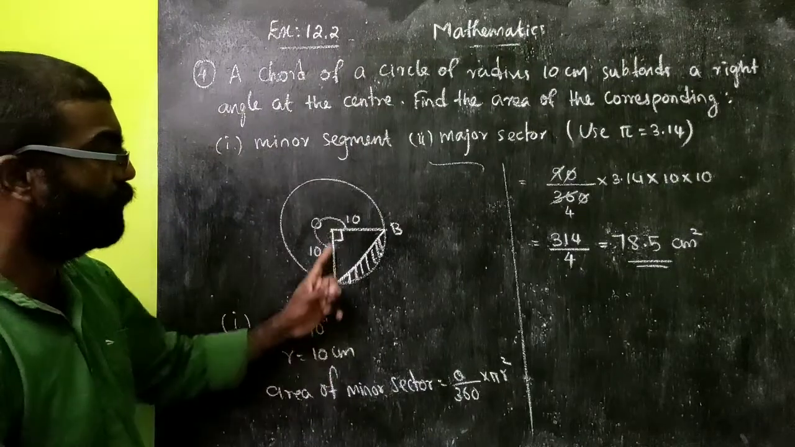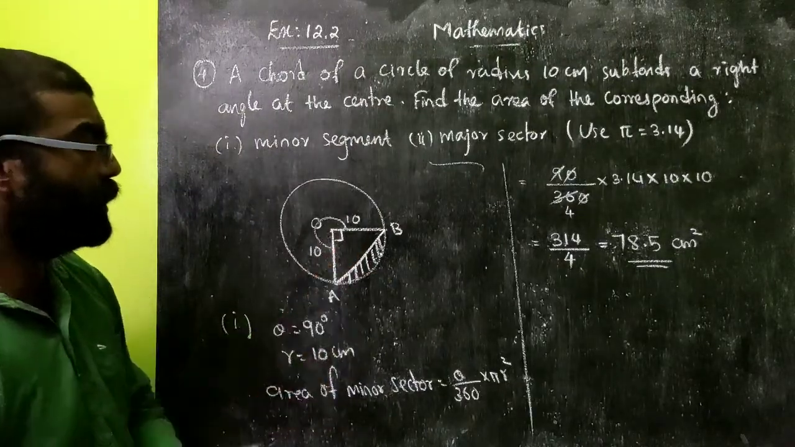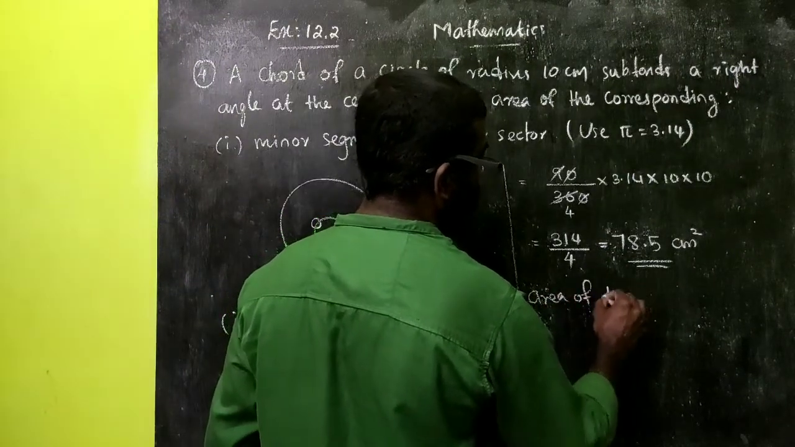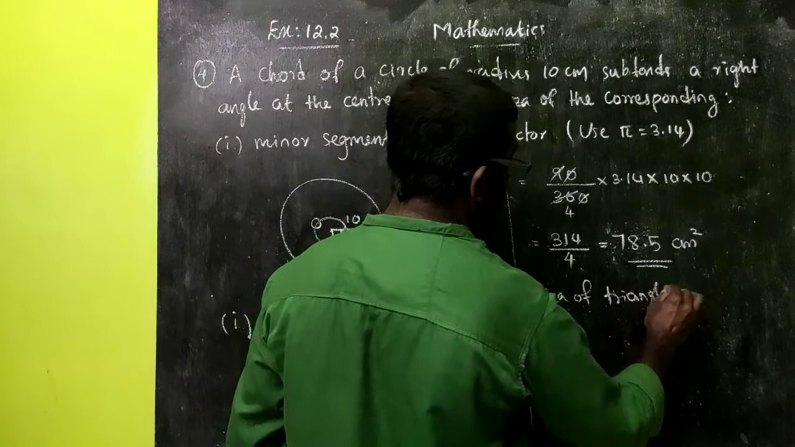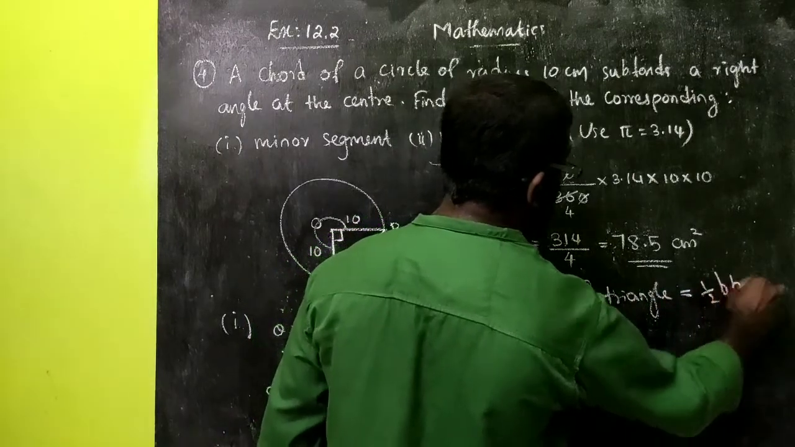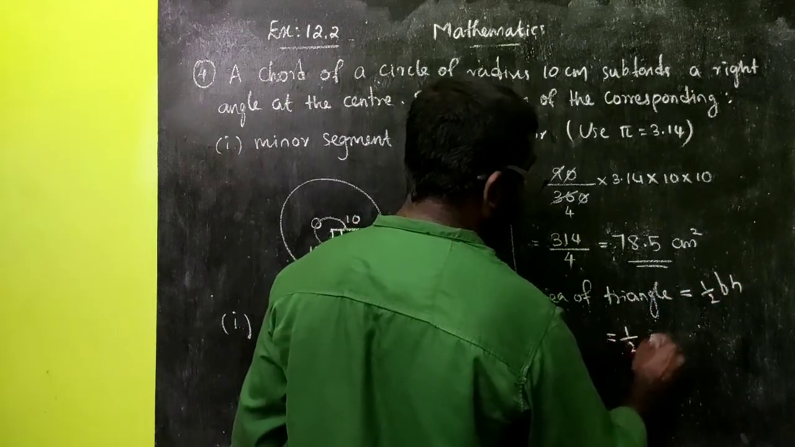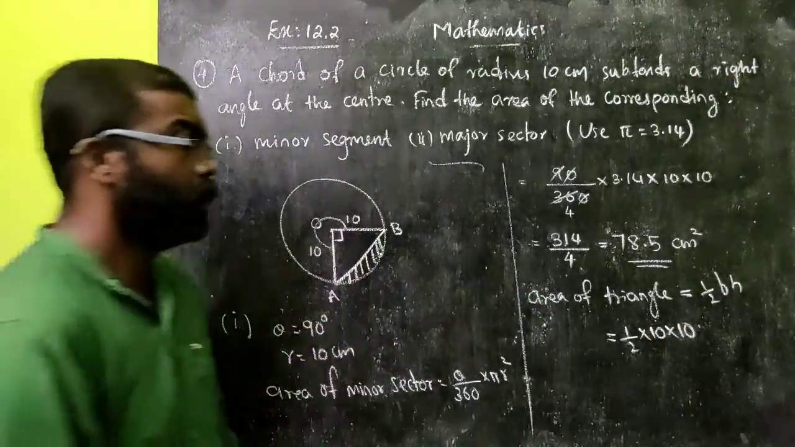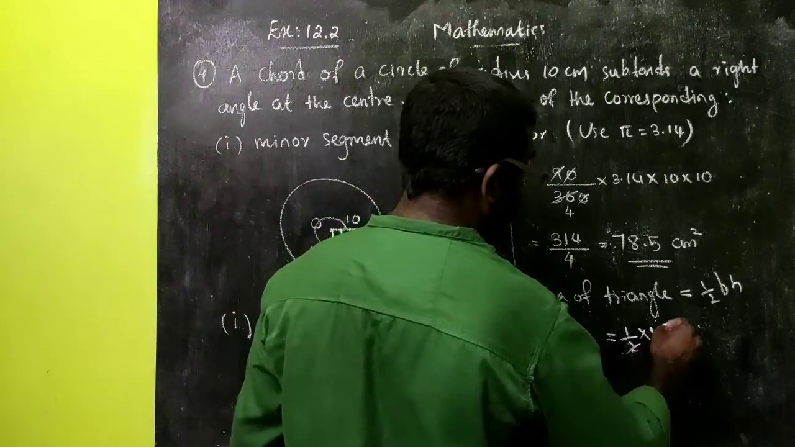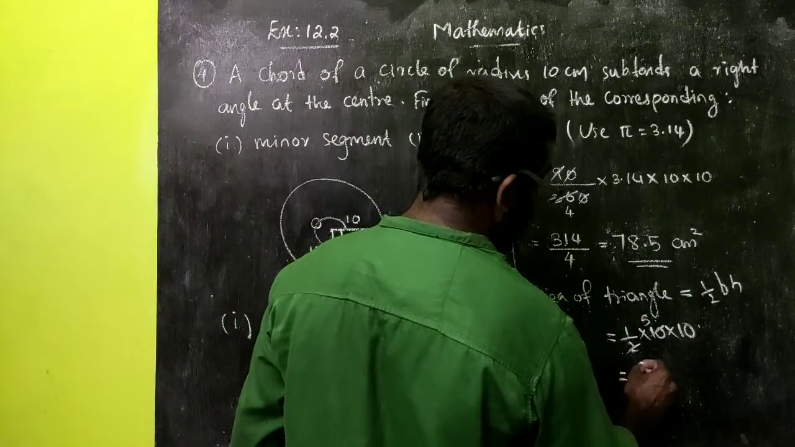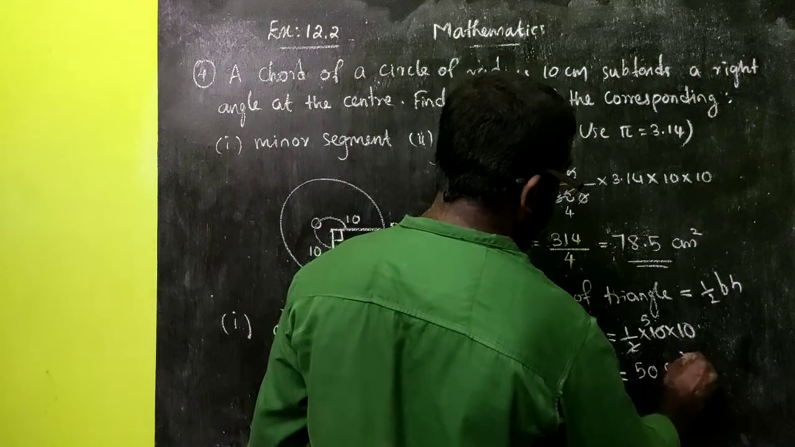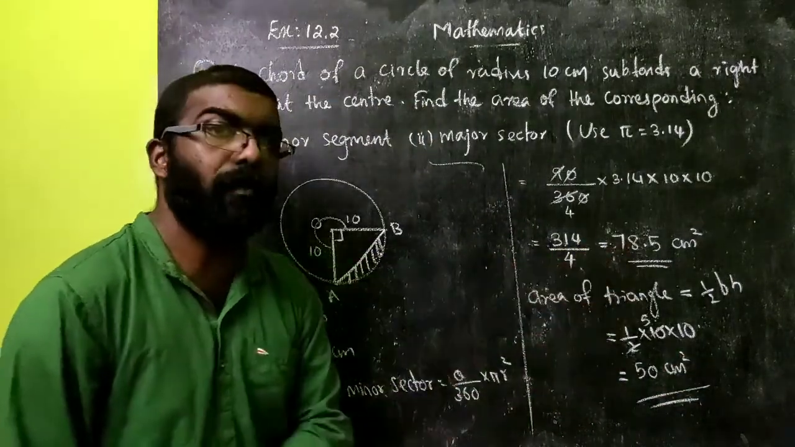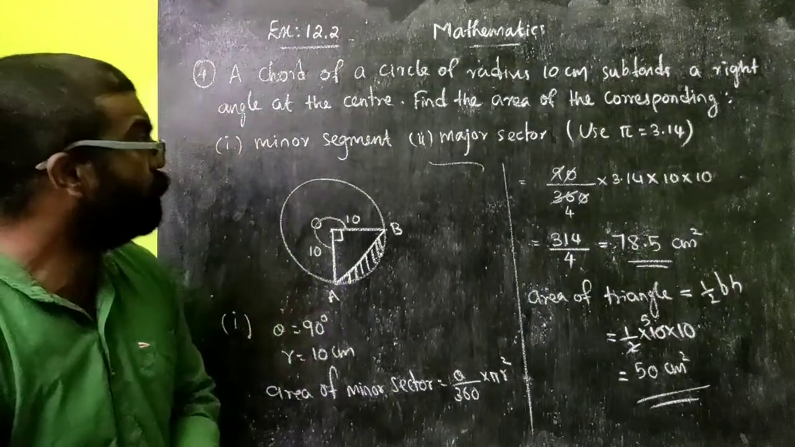Now we can find the area of the corresponding triangle. Here it is a right triangle. So area of triangle is equal to half BH. So here 1 by 2 into 10 into 10. Base and height both are same. So 10 into 10, you can cancel 5 into 10. 50 centimeter square. Now we can subtract 50 from 78.5 in order to get the area of what?